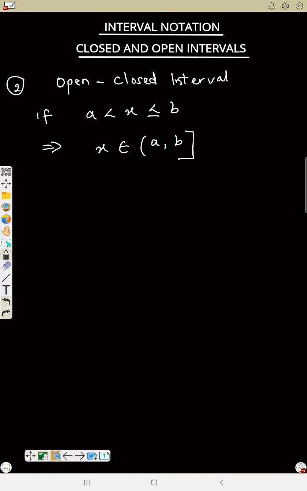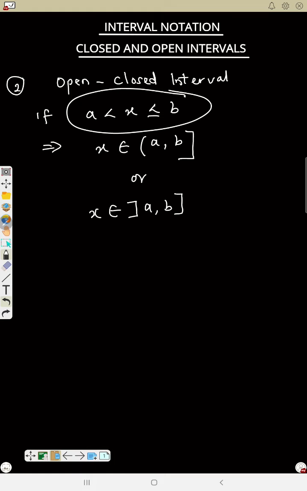We will still solve questions to explain. Or you can say s is a member of (a, b), then you close it this way. So it's either you use any of this. So this is how you can represent open and closed intervals.